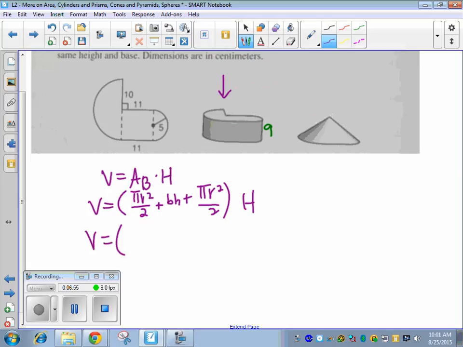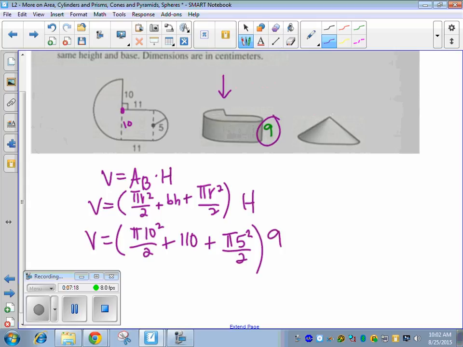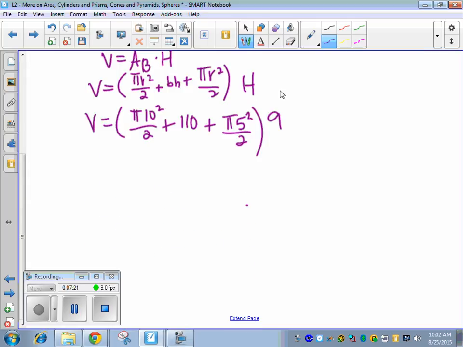So I have pi. We've got a radius of 10 for the bigger half circle. And in the middle here we have base times height. This is 10 times 11, so we could do that in our heads. That's 110. And the little circle we have pi 5 squared over 2. And then 9 would be the height of the whole thing. All right, so let's see if we can simplify this at all. This is 100 pi over 2, 100 pi over 2 plus 110 plus 25 pi over 2.